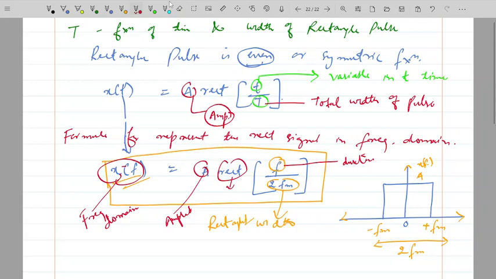So I think guys you get the idea about the rectangular pulse signal in digital signal processing. So that's all for this video guys.